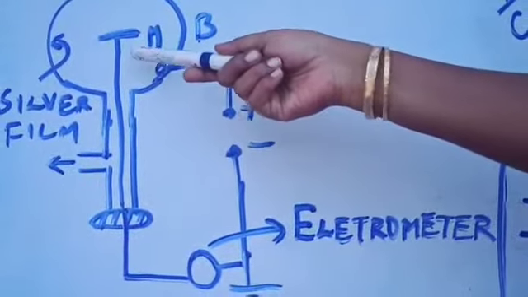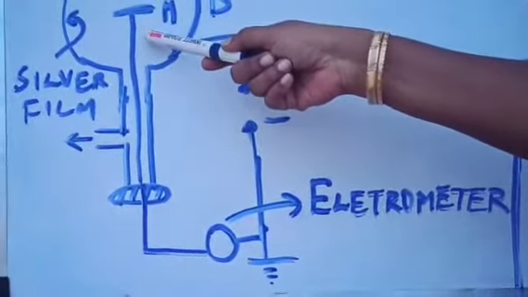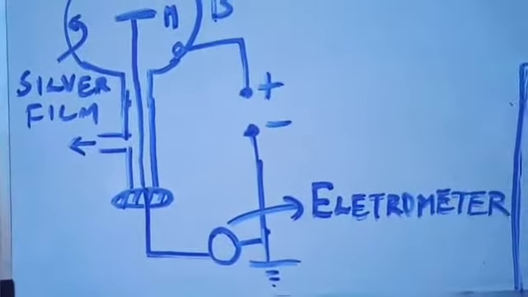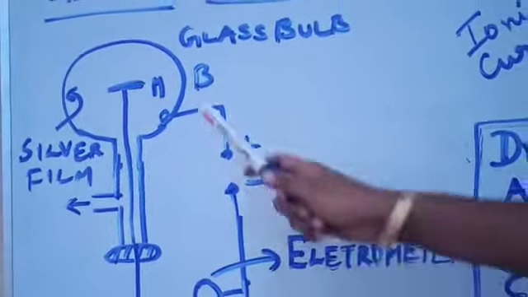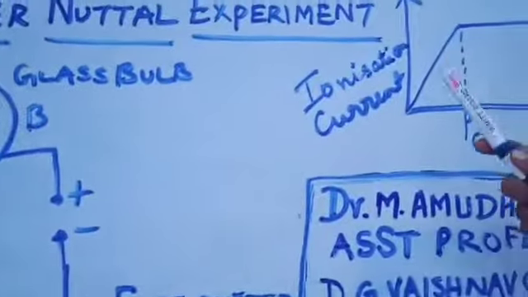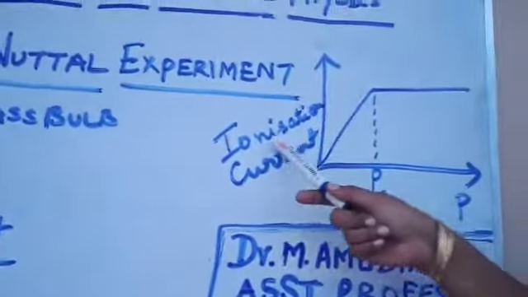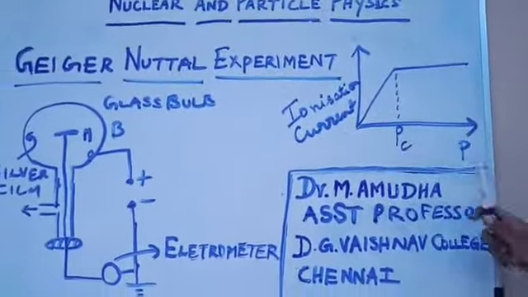The gas is found to be getting ionized because of the high potential difference, and the alpha particles ionize the gas, and ionization current is produced. The radius of the bulb gives the range of the alpha particle. After measuring the ionization current for different pressures, a graph should be drawn between the two.